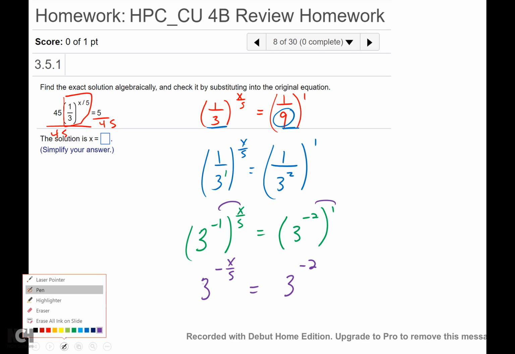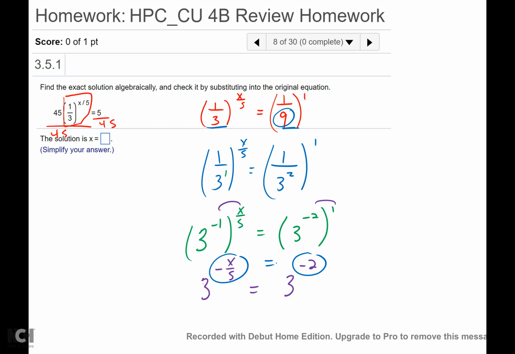Now that my bases match, I can write an equation with my exponents, because they also have to be equal, so I can say negative x over 5 has to equal negative 2. And to solve that, I'm going to multiply by 5, which gives me negative x equals negative 10, divide by negative 1, and x equals 10.